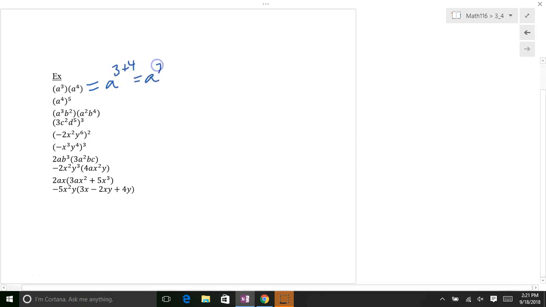There's 7 a's. Now this is a power of a power. You're right next to each other. You have 5 sets of those a to the 4ths. So how many do you have? You have 20 of those a's. Multiplying. Third one, so that's 1, 2.